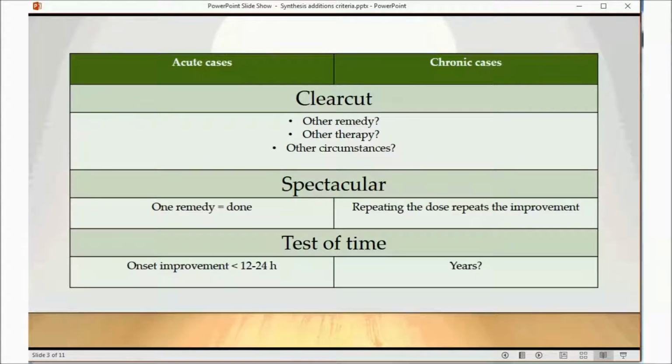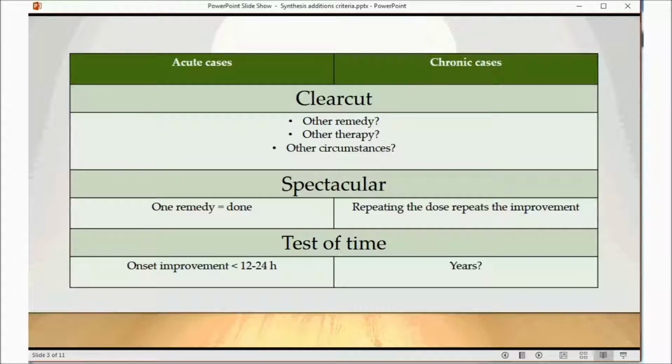And some people feel only safe submitting a chronic case to make additions, or for publication in a journal, when the years have passed by. Okay? So these are basically the 3 ideas that I still suggest to consider when you want to know, shall I use this case or not to make additions into synthesis.